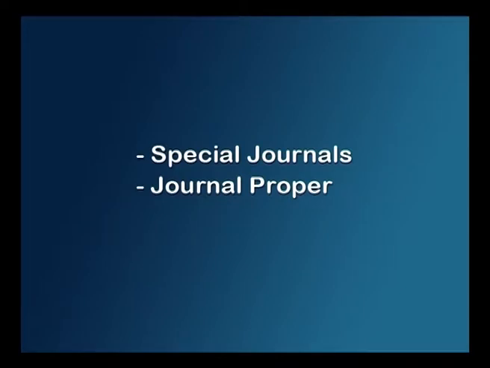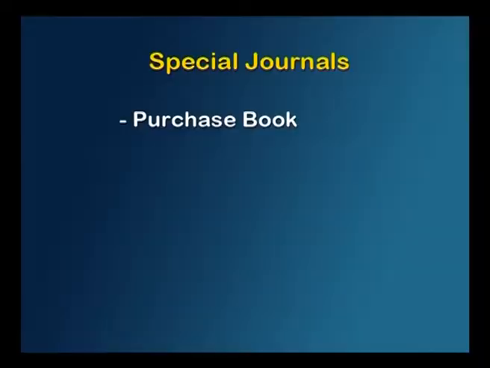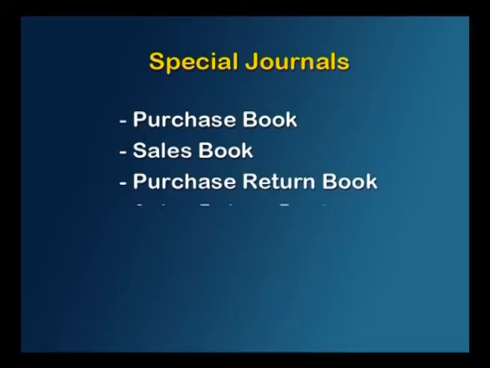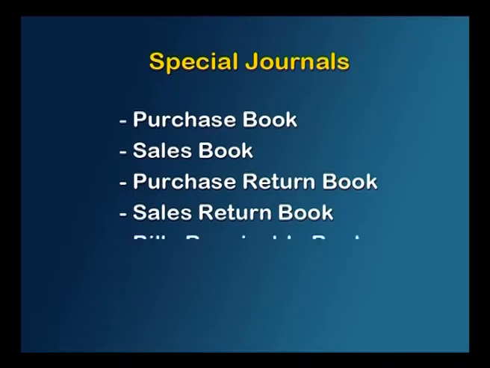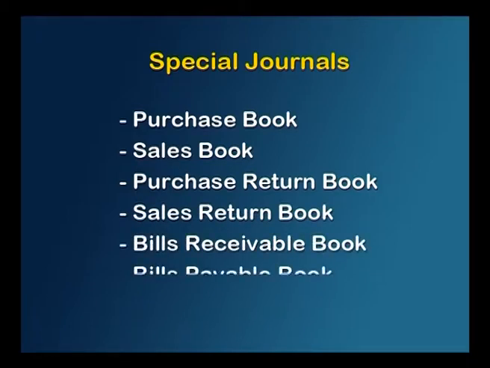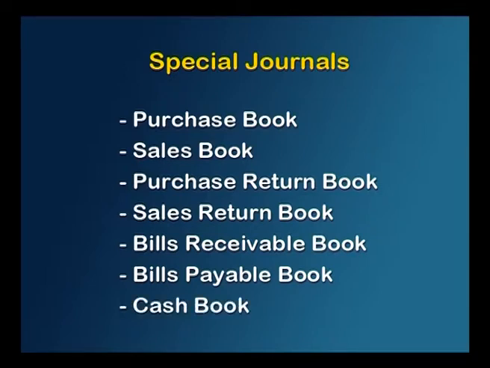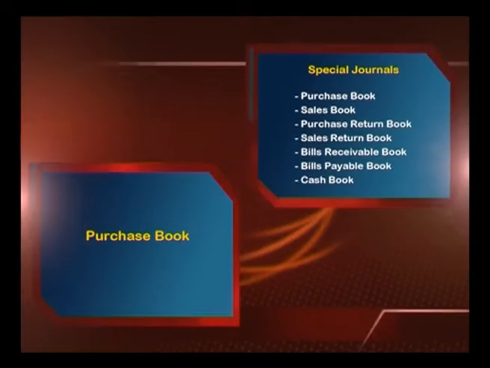Journal is broadly divided in two categories, that is special journals and journal proper. Special journals are meant for recording the transactions of specific nature and includes purchase book, sales book, purchase return book, sales return book, bills receivable book, bills payable book and cash book. Let us understand each one of them in proper details.